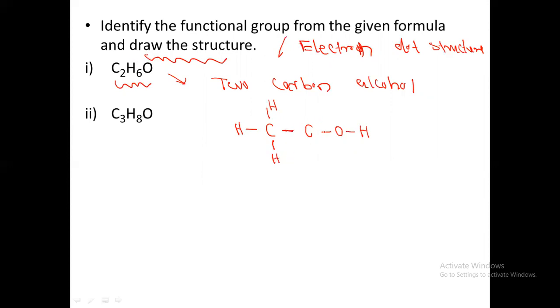Now the second carbon has utilized its 2 electrons, now 2 remaining. So it should be satisfied with hydrogen. Now you can count how many carbon, 2 carbon, how many hydrogen, 1, 2, 3, 4, 5, 6, including this OH hydrogen, 6 hydrogen and 1 O. And this is the structural formula of 2 carbon alcohol.